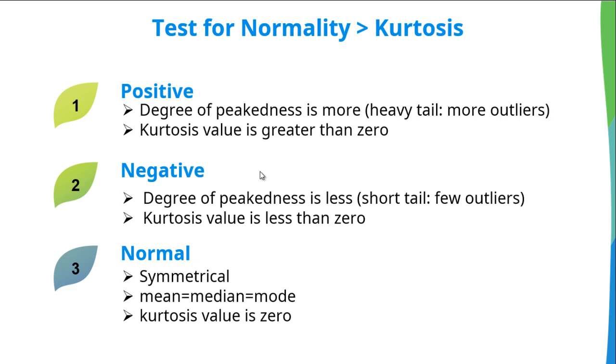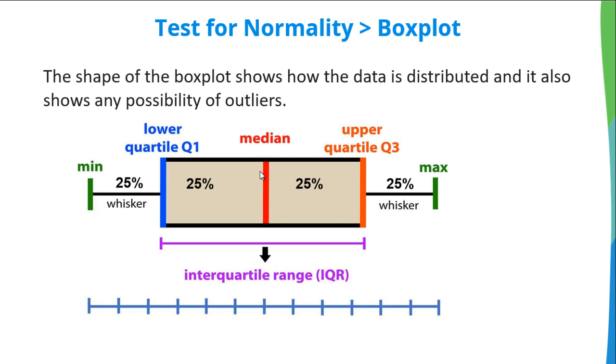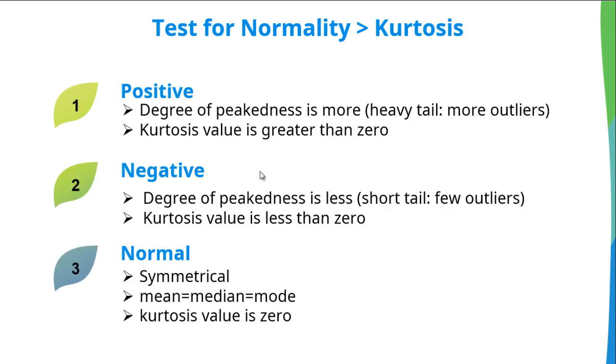And for negative kurtosis, the degree of thickness is less. This is called short tail. We have few outliers, so kurtosis is less than 0 at this point. Under normal, it's called symmetrical, which means mean equals median equals mode, and the kurtosis value is 0, just like the skewness. Before you go to the box plot, you must understand that kurtosis is also a test for the distribution.